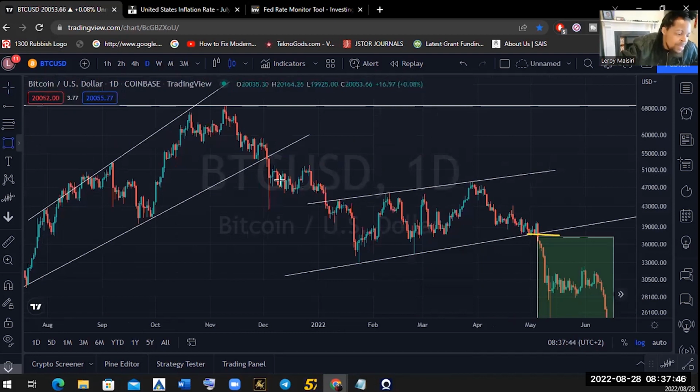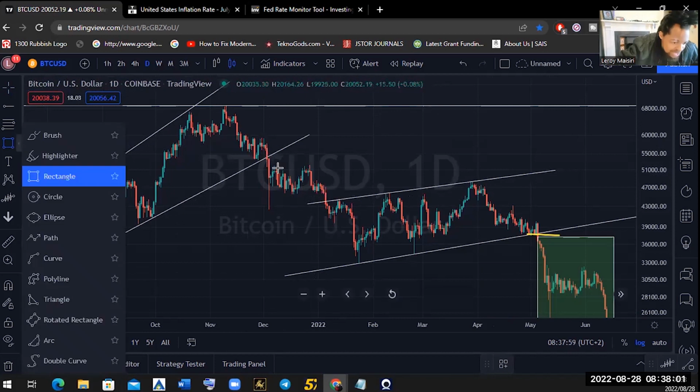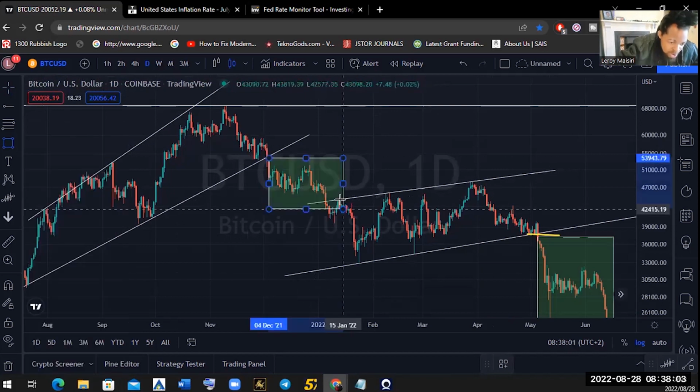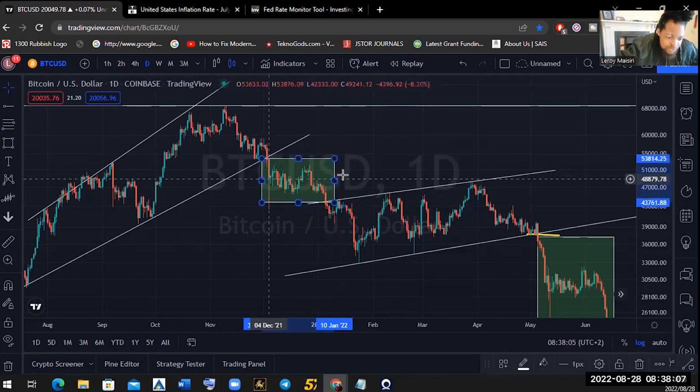Here we had the 3rd of December, this break of structure, all the way to somewhere here, which is the 5th of January. The 3rd of December to the 5th of January was roughly almost 30 days, just 20-something to 30 days, where markets consolidated before doing this.